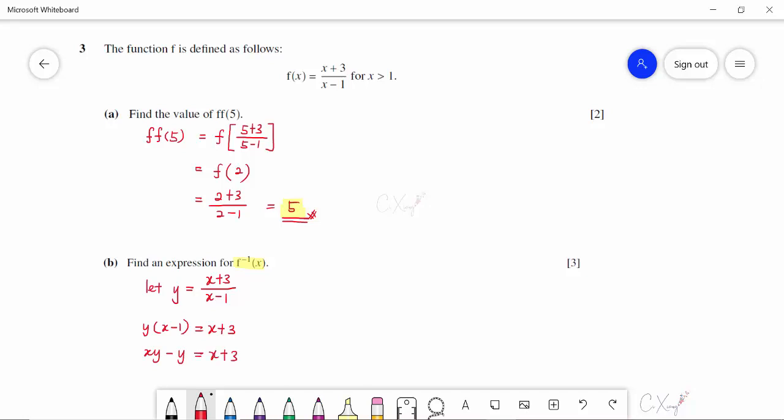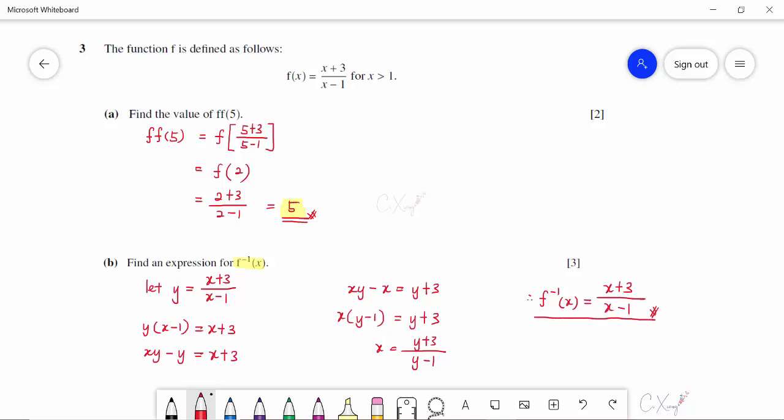So you can see like this, I move all my x to one side and y to the right hand side. I factorize out the x, and from here you can see that I successfully rephrase x in terms of y. Therefore, it means that you already get the function for f inverse. It will be (x plus 3) divided by (x minus 1). And you can see that this is exactly the same as the function f(x). But this is the correct answer, okay?